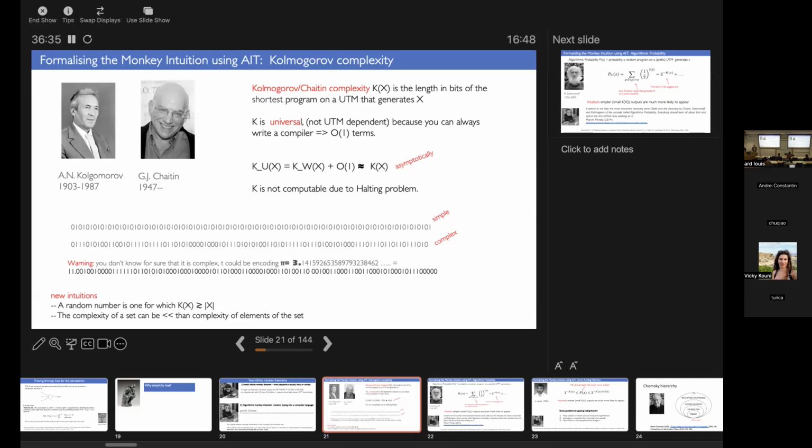And the power of this is that, first, it will depend on which computing device you use, like it will depend on which language you use. But because you can always write a compiler from one language to another, asymptotically it is independent of the language you use. This is a universal kind of thing.